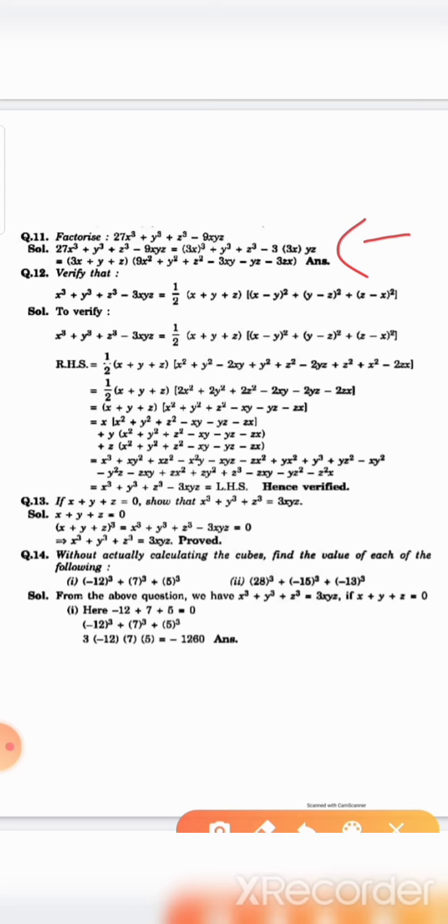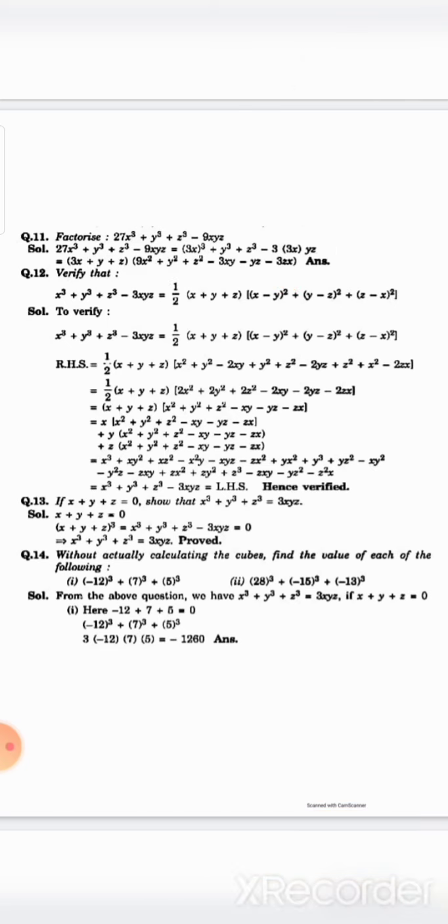So using the identity, the first bracket is a plus b plus c, meaning 3x plus y plus z, and the second bracket is a square, meaning 3x whole square, 9x square, plus b square, y square, plus c square, z square, minus a into b, so a is 3x, b is y, minus 3xy, b into c, minus yz, and c into a, minus 3zx. It will be the factor of our polynomial. So here we use our identity number 8 for factorization of our polynomial.